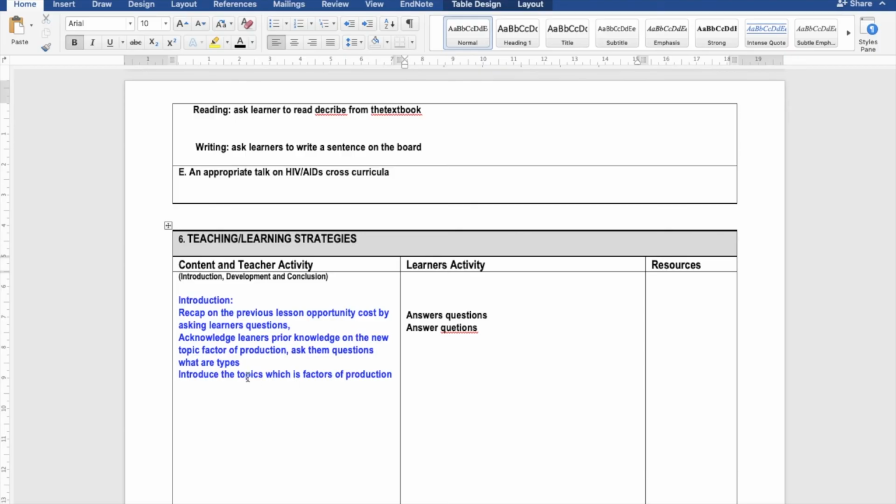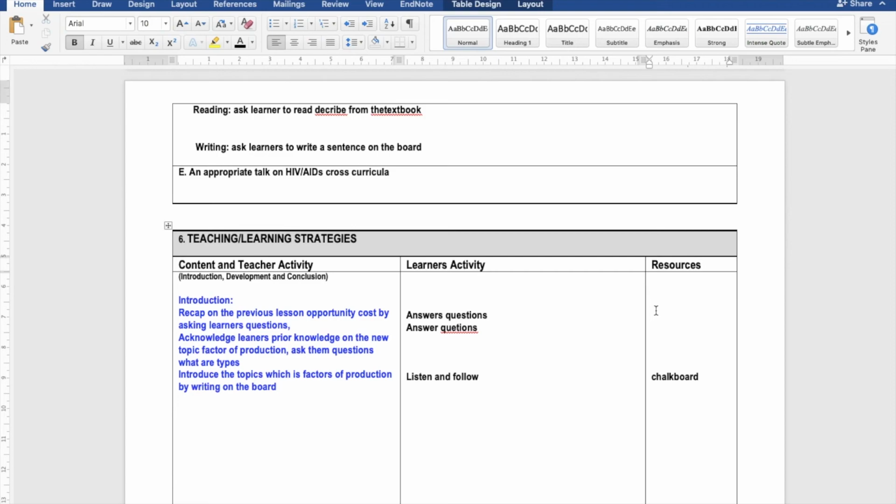Introduce the topic, which is factors of production, by writing it on the board, for example. Okay. And then you say, of course, what is that? Then you say, they listen and follow. Something like that. All right. And then the resources, because here you say chalkboard, of course, there's a chalkboard. So here it depends now on what, if it's question and answer, there's not really a need of the resources.